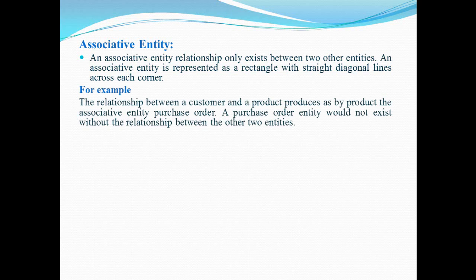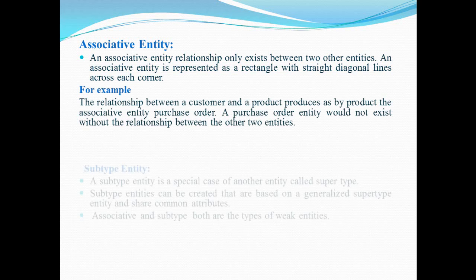Associative entity. An associative entity is used when there are attributes that are associated with the relationship between two entities rather than with either of the two entities themselves. A new entity is then created to link the two original entities and to hold the attributes. Here is an example of the associative entity.